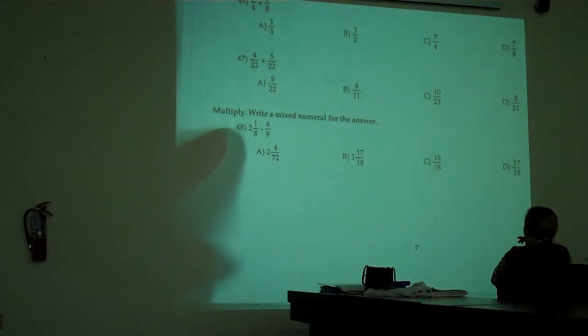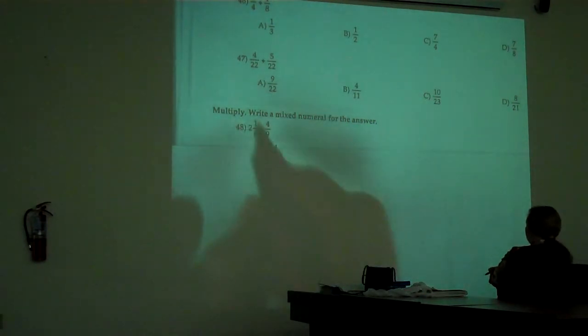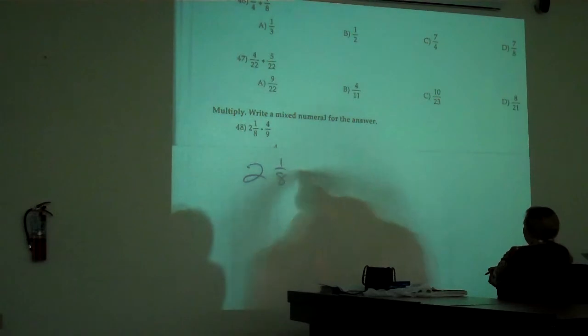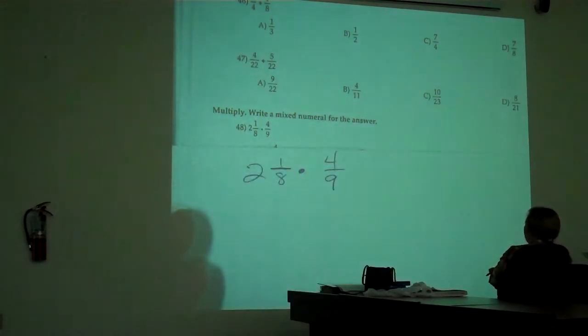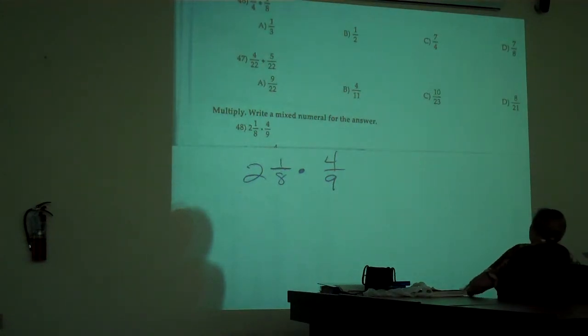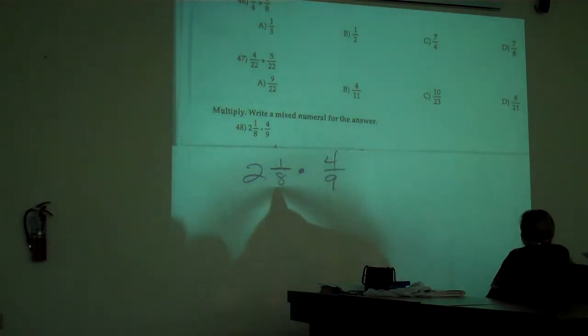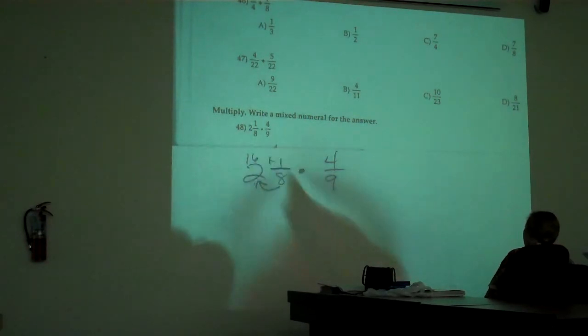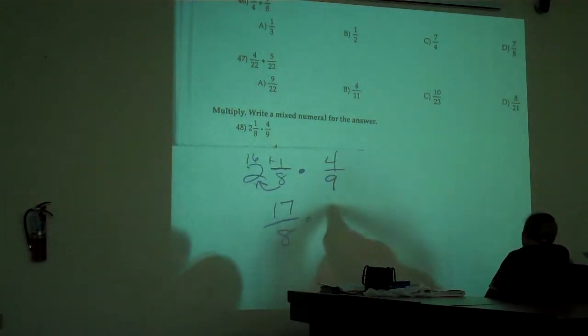Let's do some multiply and divide. 2 and 1/8 times 4/9. Do we need a common denominator? This is not add and subtract. If it's not add and subtract, don't get a common denominator. For multiply and divide, you don't need it. Okay, we're going to multiply this. Turn that into an improper fraction: 16 plus 1 is 17/8.